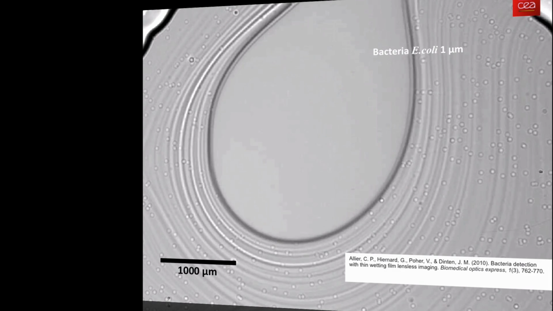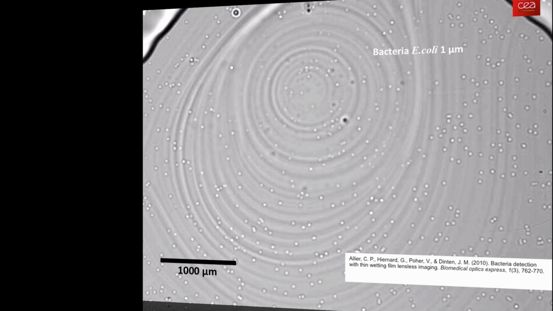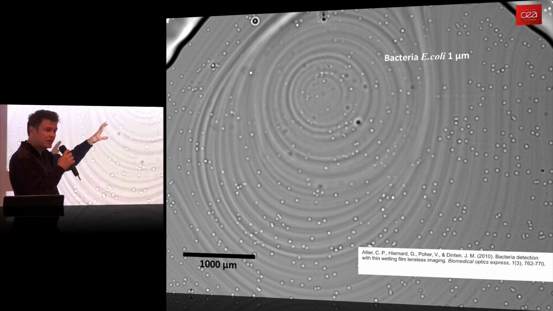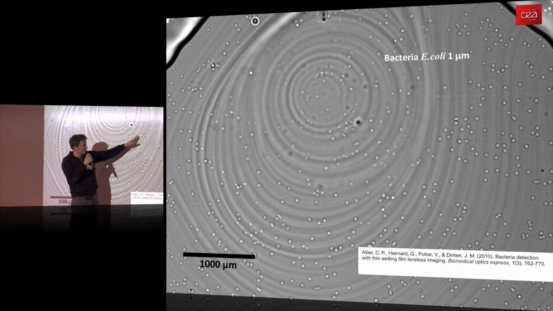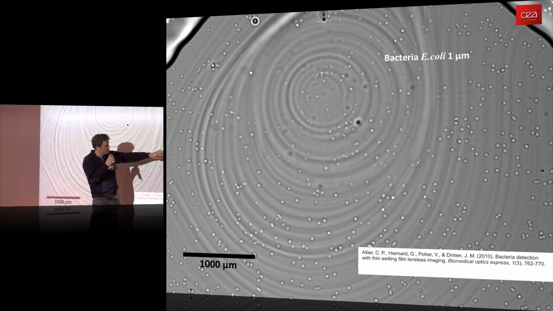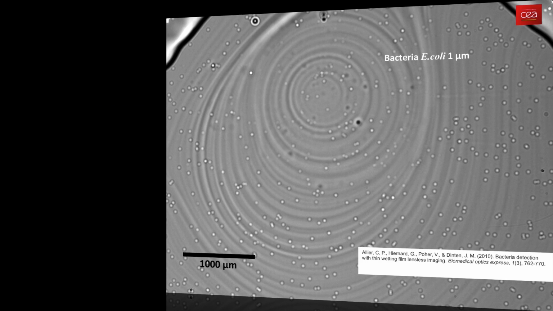The trick is to put soap into the sample. We put 1% of soap, and when the sample evaporates, what remains is the soap. Here you see the soap on top of the bacteria, and on top of every single bacteria there is this microlens. It's a self-assembled microlens, and we are able to detect single bacteria with your smartphone, basically.